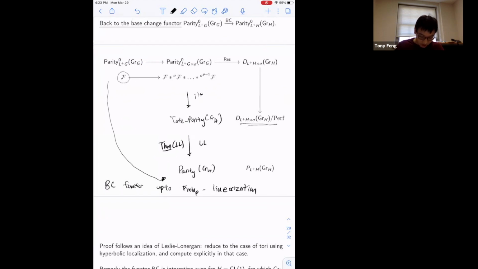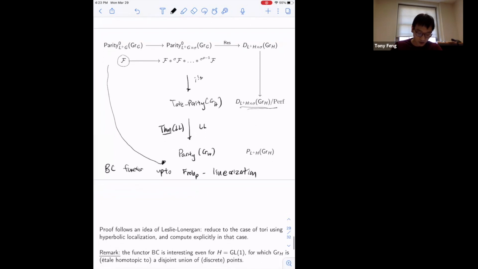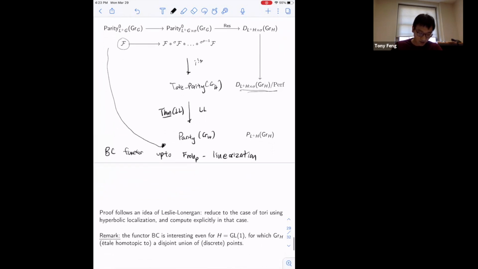And let me just say that once one realizes that this is the construction you want to do, proving that this has the correct effect in terms of representations of the L groups is quite easy. In fact, it follows an idea of Leslie and Lonergan. You reduce to the case of tori using hyperbolic localization. In the case of tori, the Grassmannian is quite simple, and so you can compute explicitly.